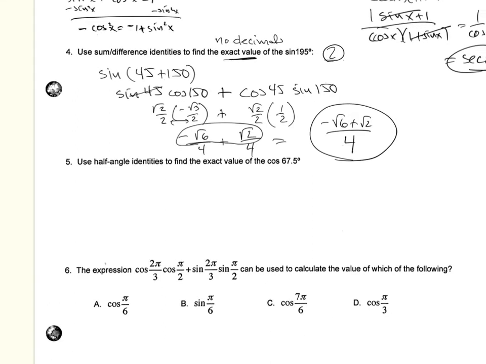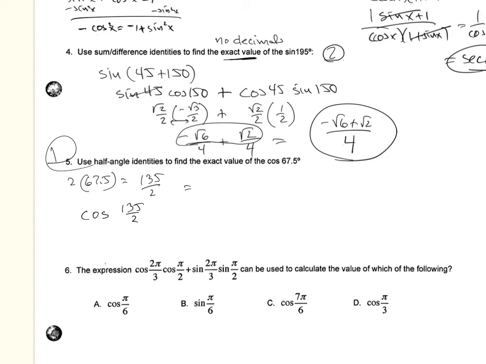Number 5 is very specific and says use half-angle formulas. There is one problem like this on the test. It'll tell you half-angle identities. So the first thing you do is you take 67.5, you take your angle and you double it. This is going to give us 135 because 135 divided by 2 is equal to 67.5. So what we're really doing is we're finding the cosine of 135 over 2. Because if you look at the formula, you're supposed to put alpha in the formula, and alpha is the numerator, and our numerator is 135.